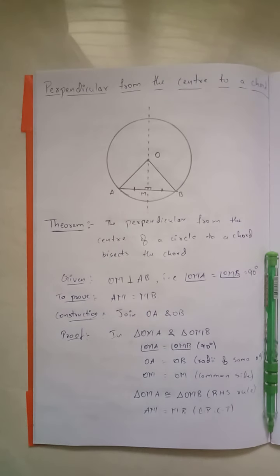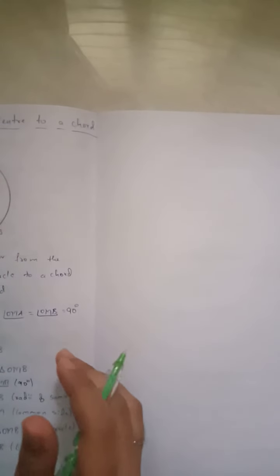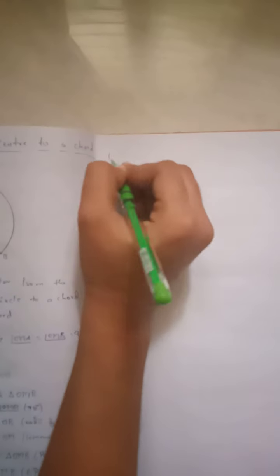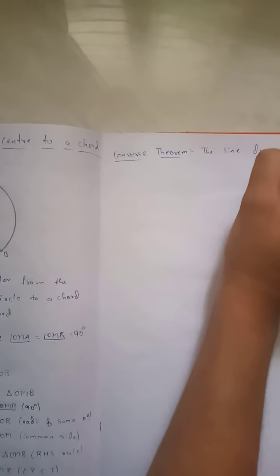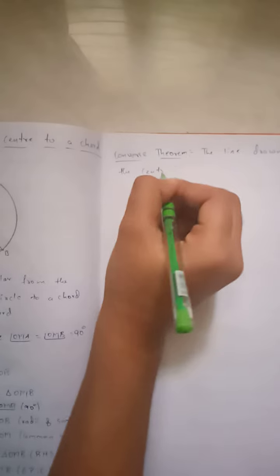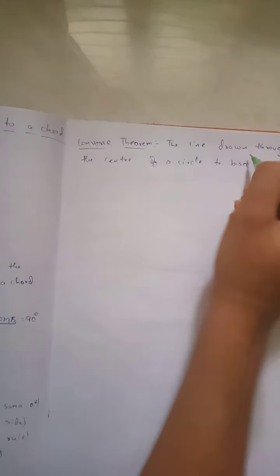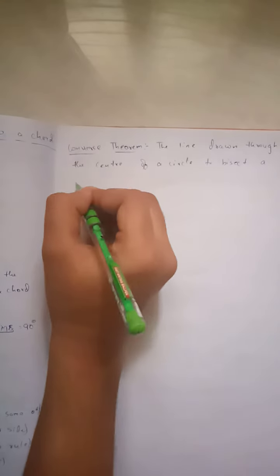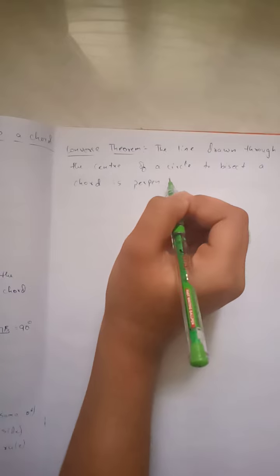Now we also have a converse theorem for this. The converse theorem states that the line drawn through the center of a circle to bisect a chord is perpendicular to the chord.